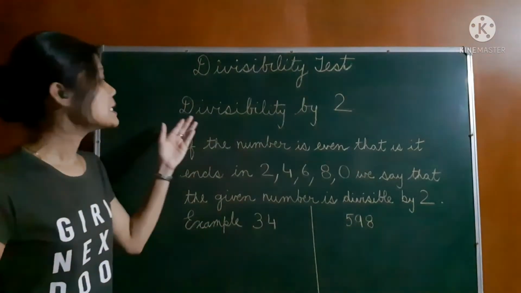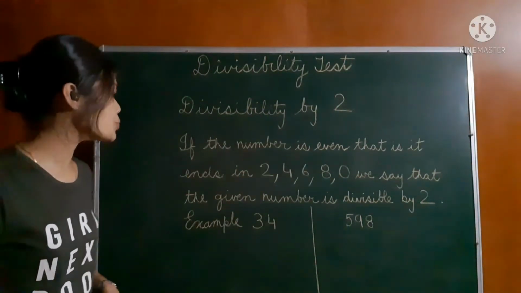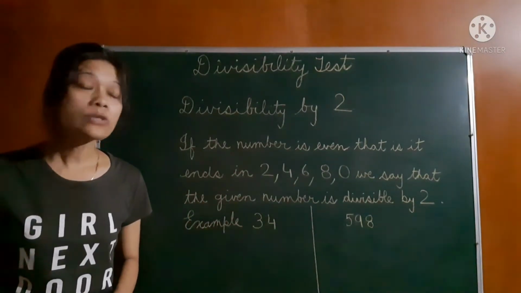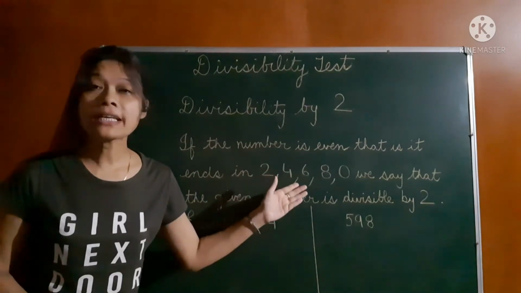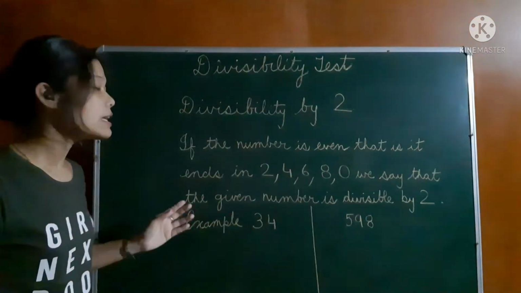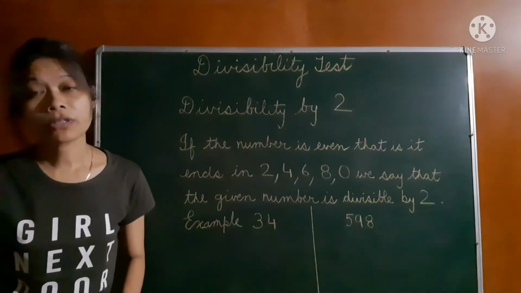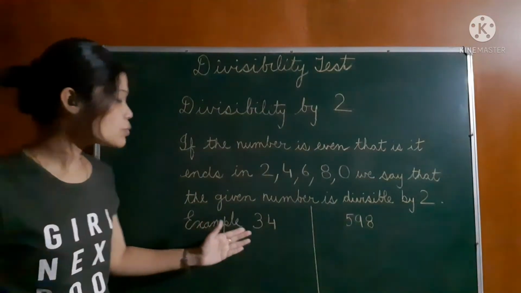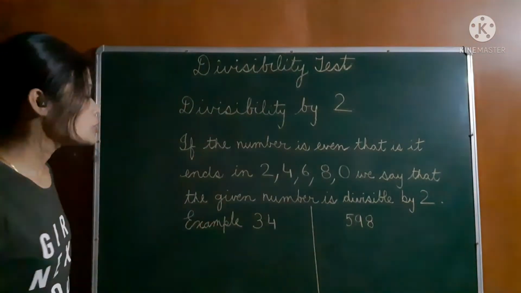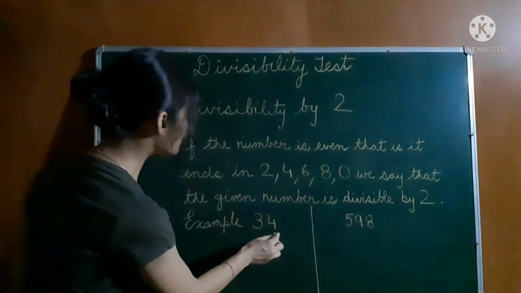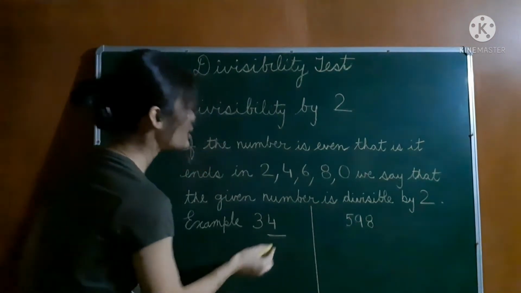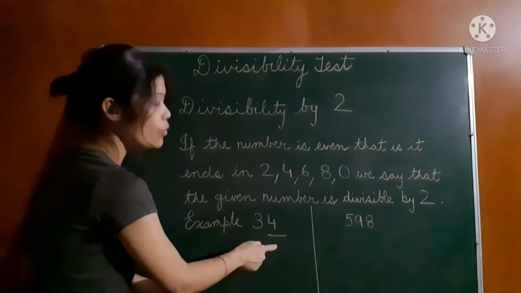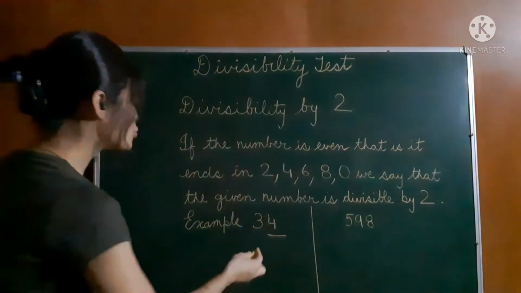The first one is divisibility by 2. If the number is even, that is, if it ends with 2, 4, 6, 8 or 0, then the given number is divisible by 2. For this, we have taken two examples. The first one is 34. So here we can see 34 ends in 4, and according to the divisibility rule, if the number ends with 4, it will be divisible by 2.